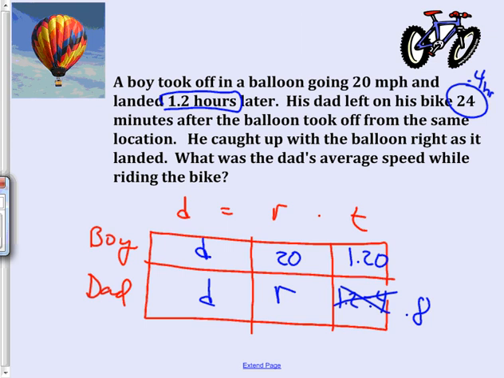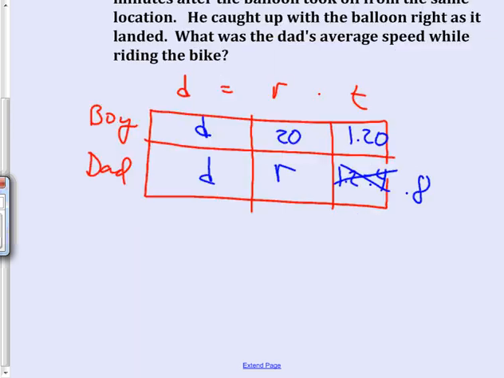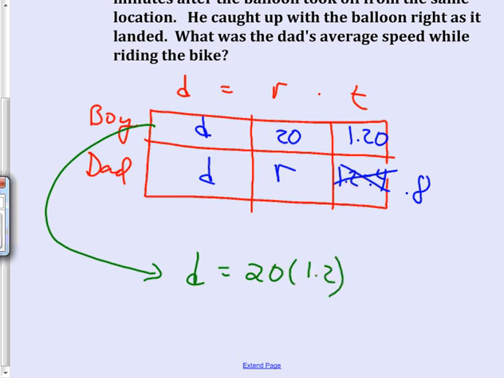And now the problem is going to be very easy to solve once you've set these up, because now what you've got is two equations. This first one I'm going to make in green: D equals 20 times 1.2. The next one I'm going to make in black: D equals R times 0.8.